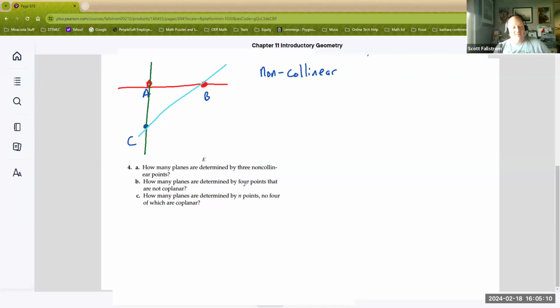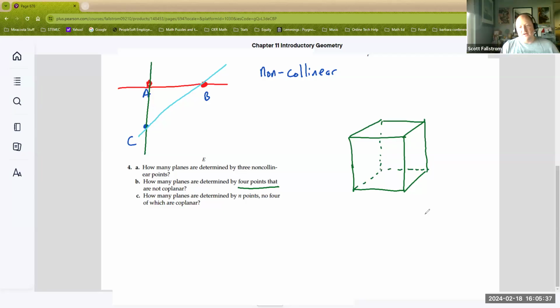Now, how many planes can be determined by 4 points that are not coplanar? It sometimes helps to think about things that you might already picture in everyday life. If you want to picture something like a Rubik's Cube, again, it might help. So I'm going to draw a Rubik's Cube here, basically a 3-dimensional cube. I'll put some dotted lines there to help. Okay, there's a 3-dimensional cube.